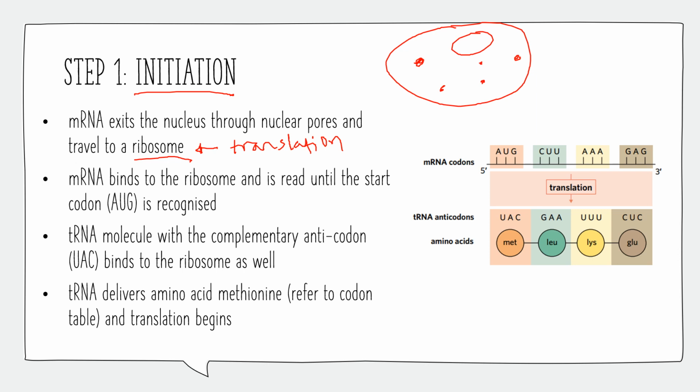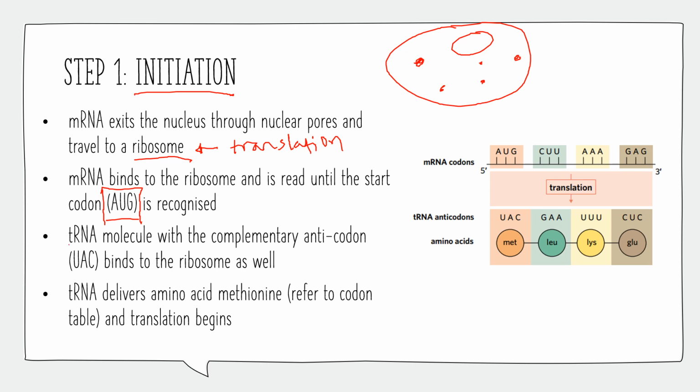This mRNA is going to bind to this ribosome and is going to be read until that start codon is recognized. Remember when we were looking at our codon table, that AUG start codon is what initiates translation. So we're going to read our mRNA until we reach that start codon, which is AUG. Once that's recognized, we can begin translation.